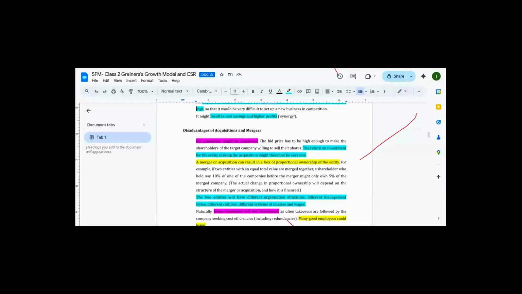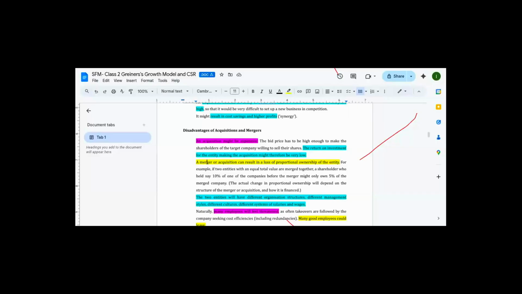Some of the known disadvantages are that it might be relatively expensive, costly to undertake. Apart from that, because of the amount of money that we invest in the acquisition and merger, the return on investment for the company making the acquisition might therefore be very low, particularly at the first phase of the acquisition or merger.